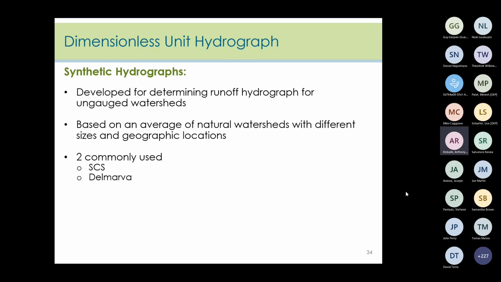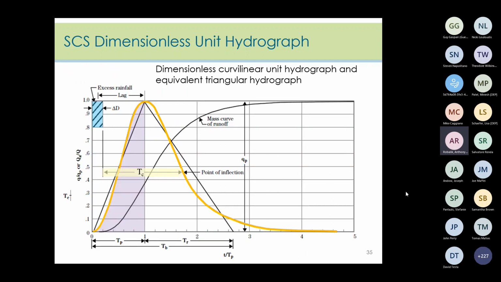So first, let's talk about the SCS, which is based on an average of natural watersheds with various sizes and geographic locations, which allows us to predict how an unmetered watershed will react to rainfall. It's important to note that within the state of New Jersey, the SCS unit hydrograph is used outside the coastal plain, except in rare circumstances.